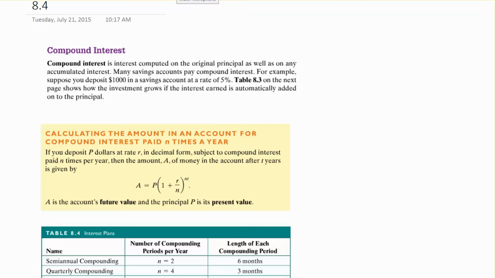In section 8.4, we're going to continue with our finance, but we're going to switch from the idea of simple interest and move into something called compound interest. Now, in compound interest, periodically, a financial institution will stop, calculate your interest, and add it on to your principal.